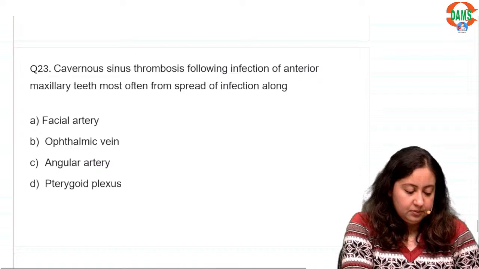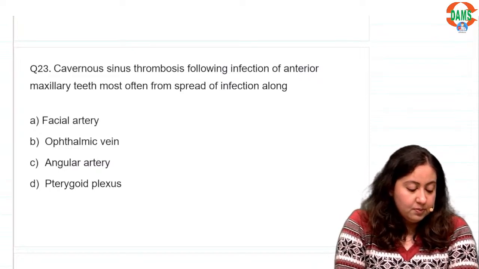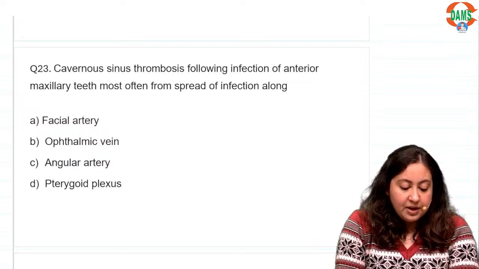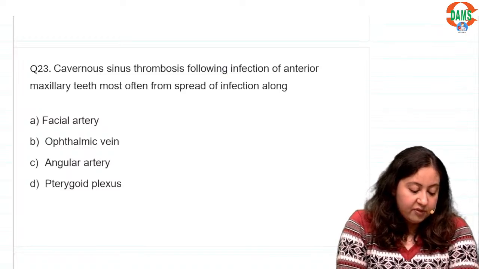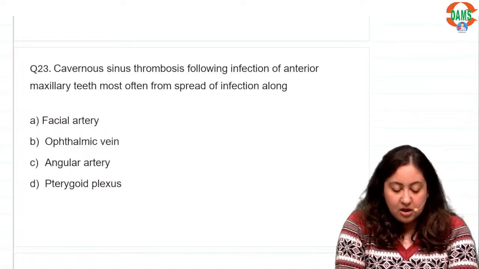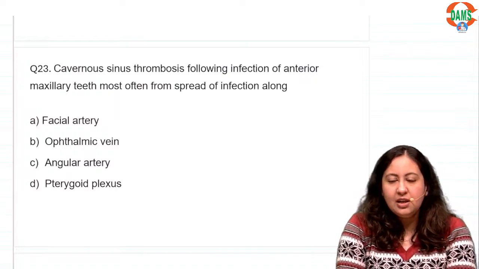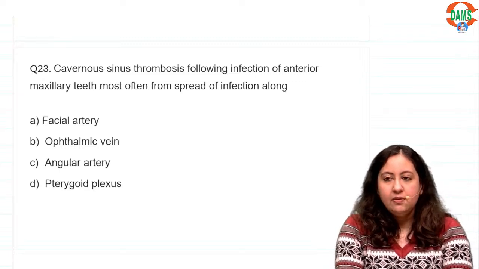Now, I'll read out question number 23 and I need answers from all of you. Cavernous sinus thrombosis following infection of anterior maxillary teeth, most often the spread of infection is along: A, facial artery; B, ophthalmic vein; C, angular artery; D, pterygoid plexus. So quickly, I want answers from all of you. Then I will explain.